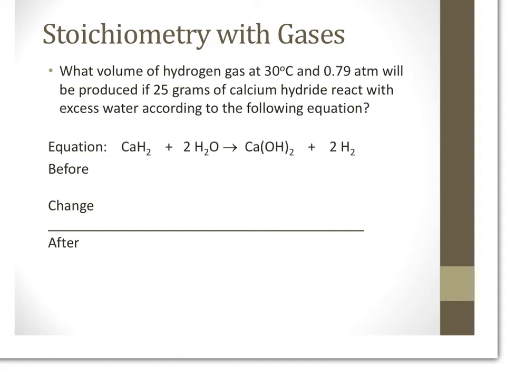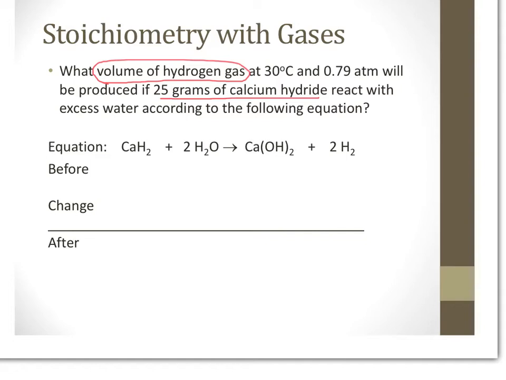It's going to be more important than ever to pay attention to what you're given when you start and what the problem's asking for. So this says, what volume of hydrogen gas? So that's what we're looking for. So I'm going to circle this here. Volume of hydrogen gas is what we're trying to end up with. Will be produced if 25 grams of calcium hydride react with excess water according to the following equation. And so you've already been, in this case, given the balanced chemical equation. We know 25 grams of calcium hydride. That's the amount we're given. And we want to know the volume of hydrogen gas.